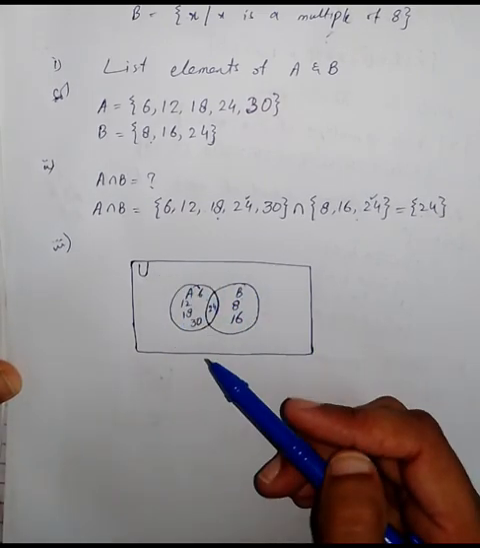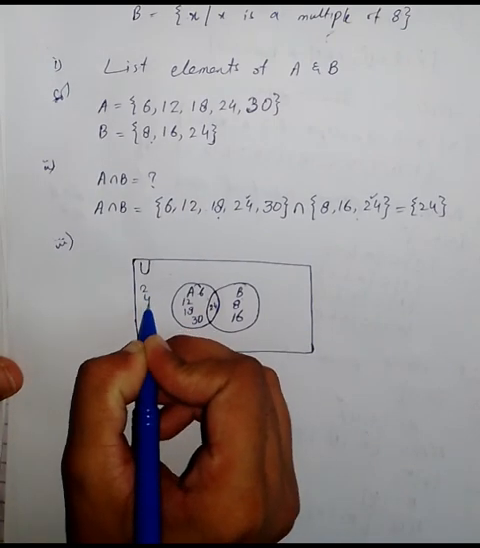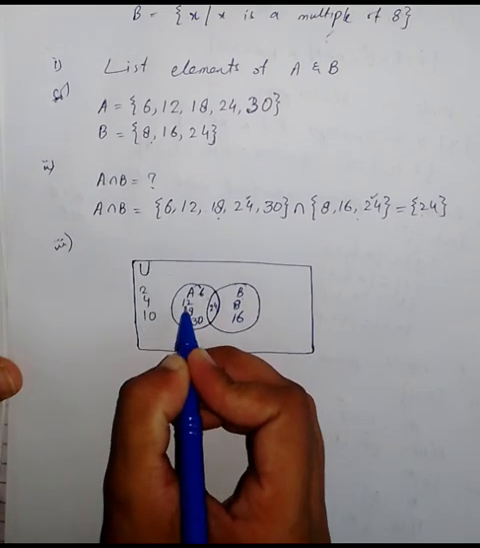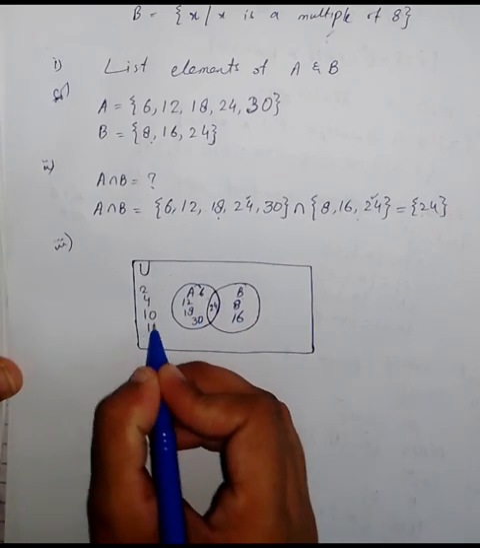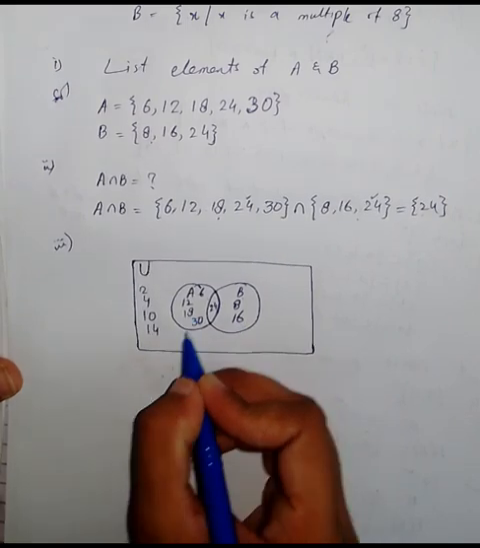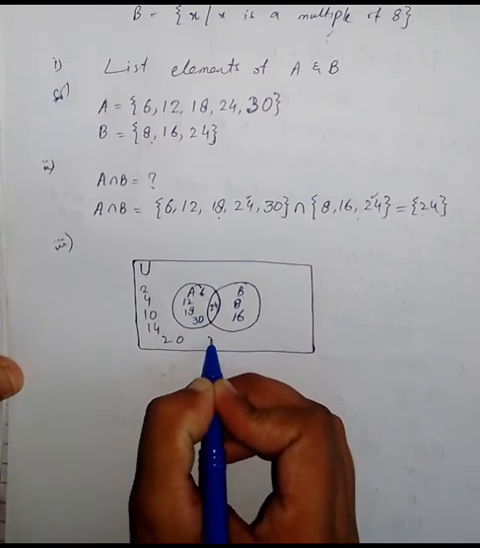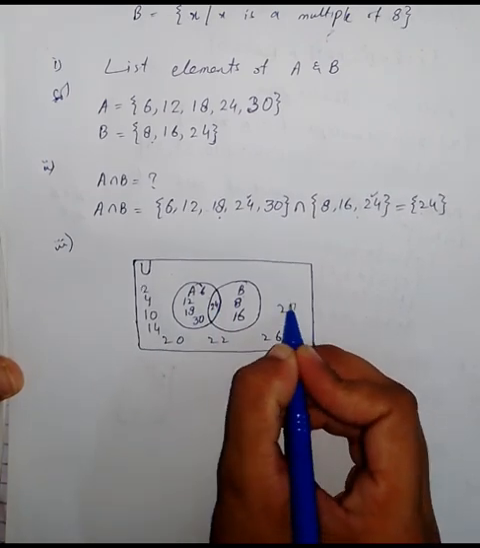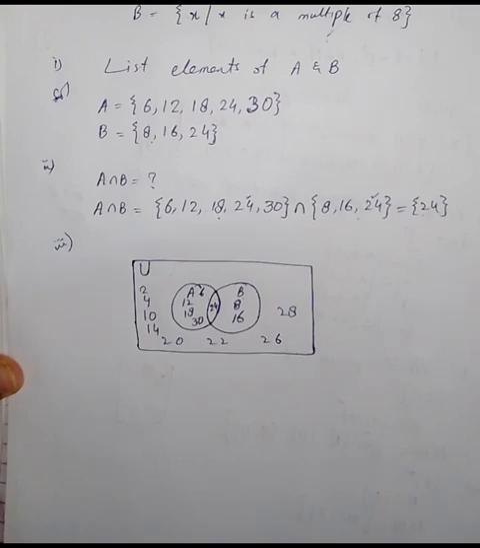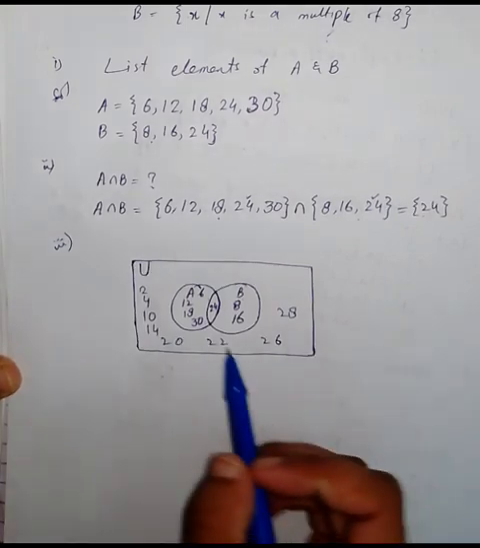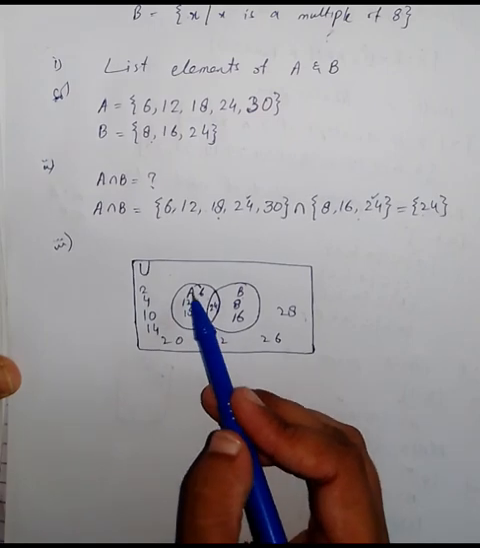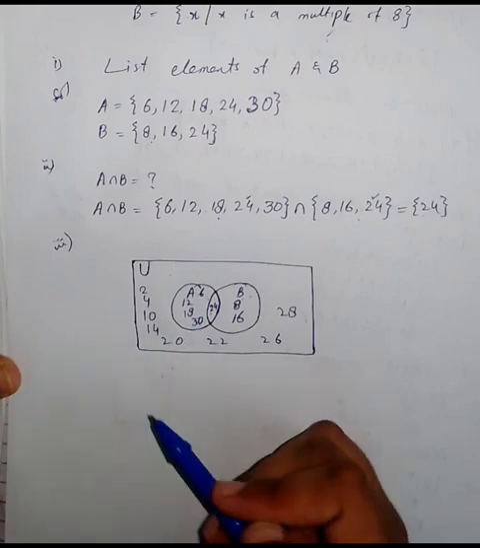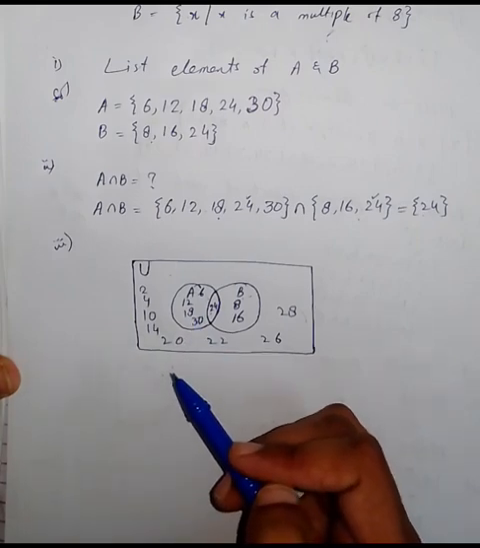Now write the elements that are not in A and not in B in this rectangular region, as they are part of the universal set. 2, 4 is written here, 8 is written here, 10, 12 is this, 14, 16, 18, 20, 22, 24, 26, 28, and this one is 30. So this is the universal set which contains all even numbers till 30. This is the set A and this is the set B, and 24 is the common element in set A and set B. In this way the diagram is complete.